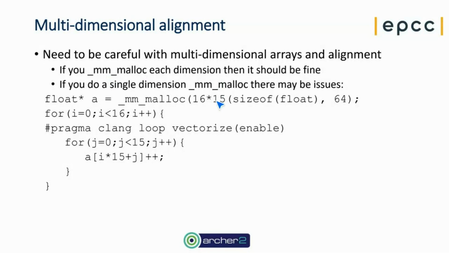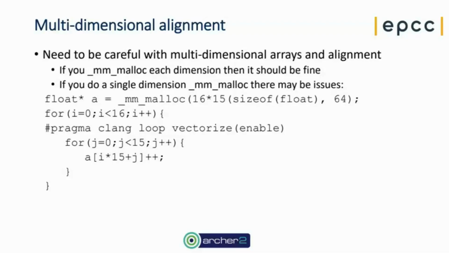But then you can run into problems if the dimensions aren't nice multiples of the vector length. So if I have, for example, a 16 times 5 data structure, then you can run into problems because the inner loop isn't the right length for everything to be aligned nicely.